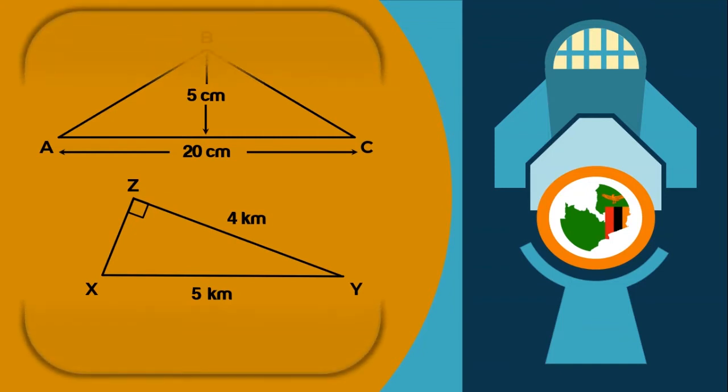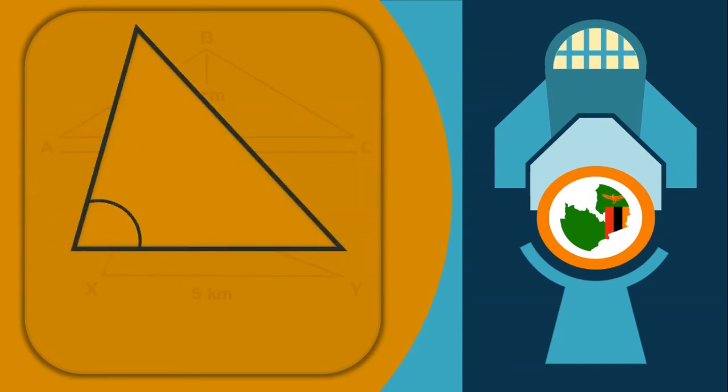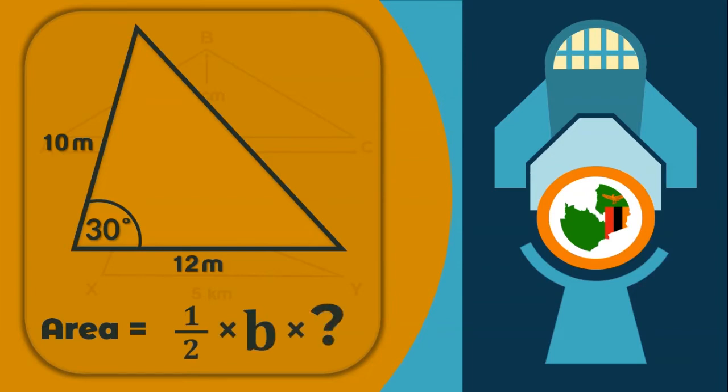However, sometimes the formula area is equal to half multiplied by b multiplied by h might not always work. As you can see in this case, we've got some angles that have been given to us in the triangle and we can't use that formula. So we need to find another formula for area which is going to make it possible to find the area of such triangles.